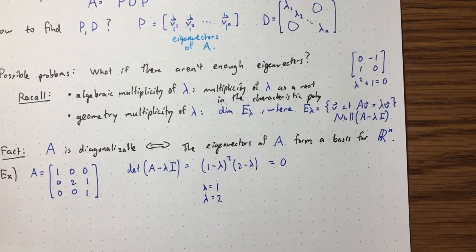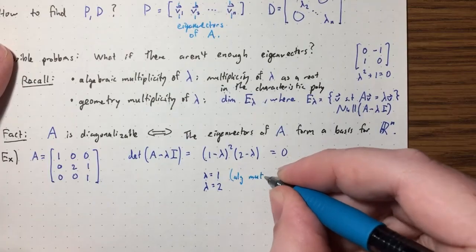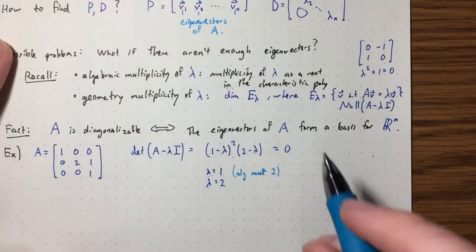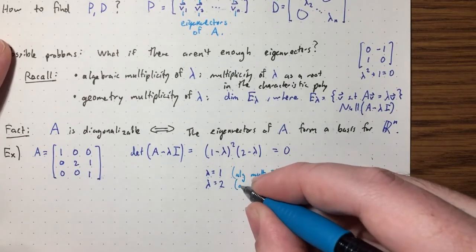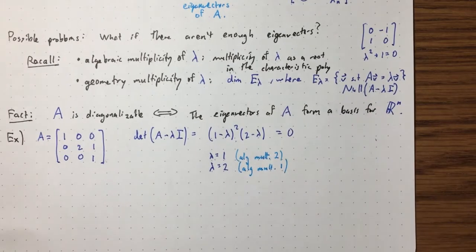This has algebraic multiplicity. Again, this is what I mean by algebraic multiplicity. How many times does it appear as a root? It's squared, so it has algebraic multiplicity 2, but lambda equals 2 just has algebraic multiplicity 1. Right?